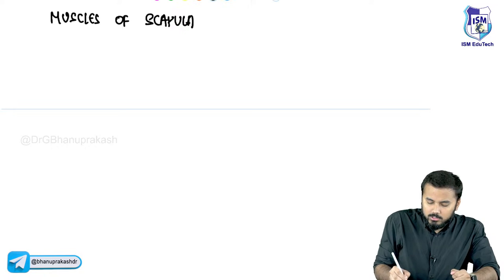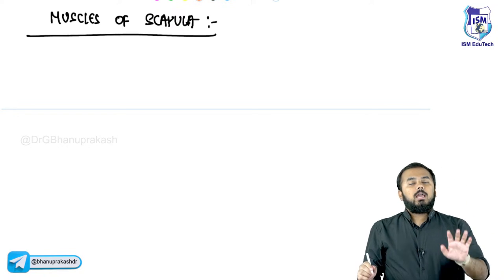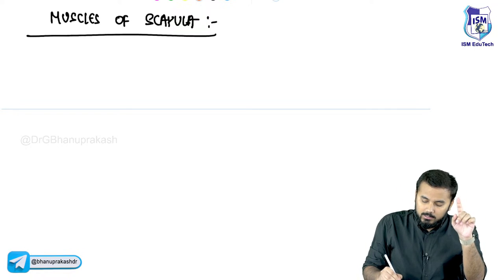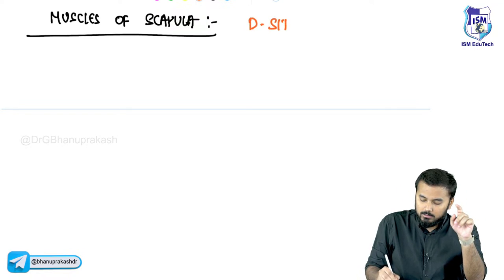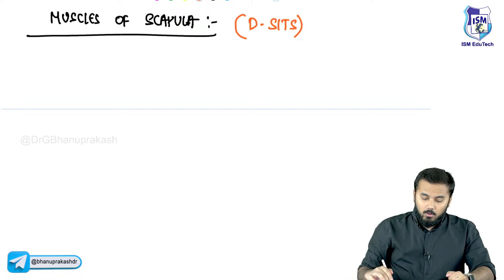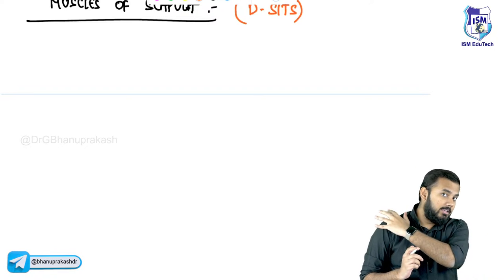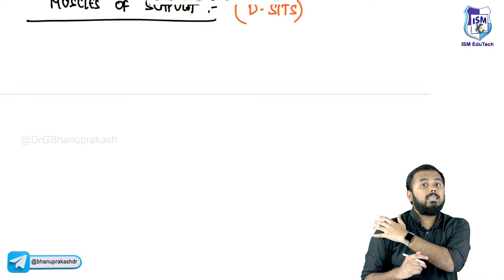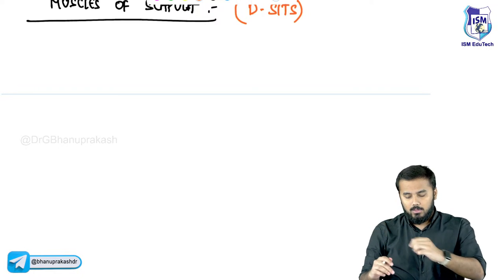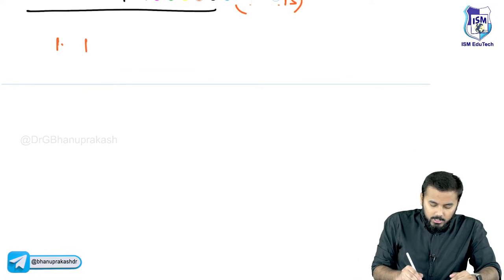Muscles of the scapula are also very easy, guys. Nothing to worry about. You remember one mnemonic, that is D-SITS. Now, what is D? D stands for a muscle that is located here in the scapular region, that is your deltoid muscle. All of you know what the deltoid muscle is, right? So, D stands for deltoid muscle.